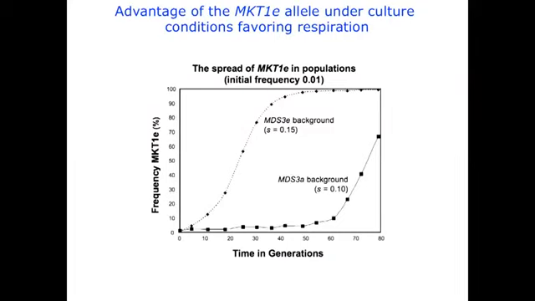So this is MKT1, the mutant allele. This is the MDS3 global regulator. What you can see is when this one is used as a background and together with this mutant allele, it rises very quickly in the population. When the ancestral allele is used as a background, much more slowly. So the benefit of this in the respiratory side of the equation works much better with MDS3 working early in the growth curve. And so we tried to recapitulate this.